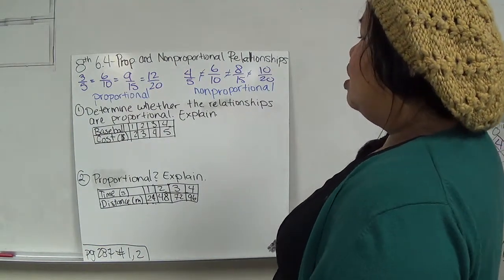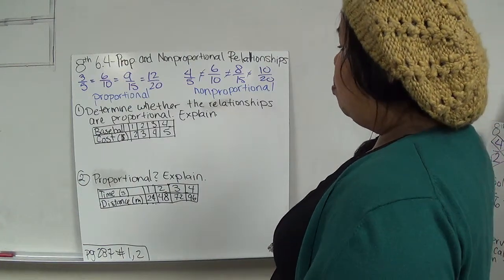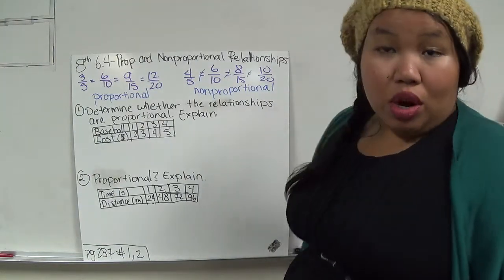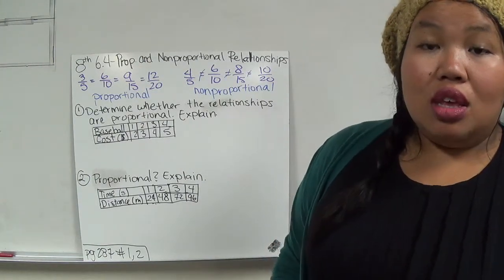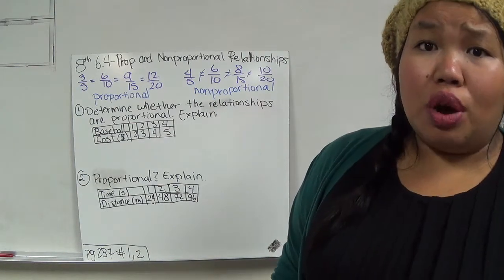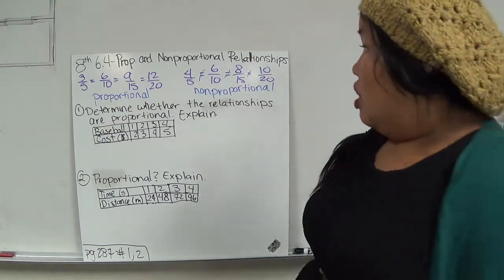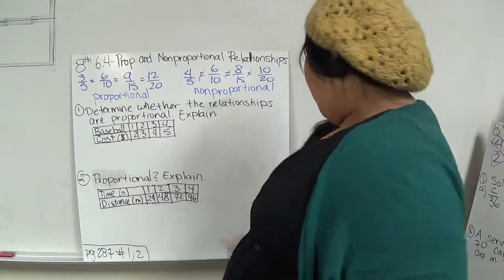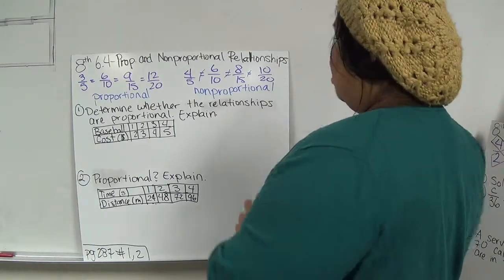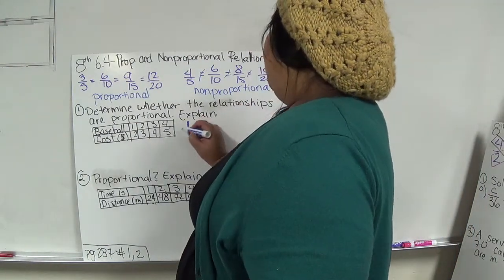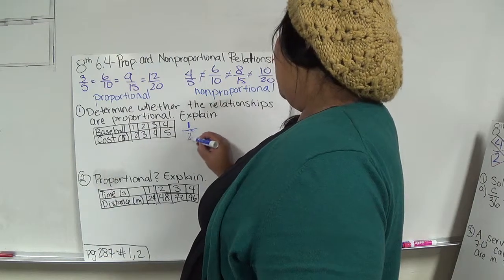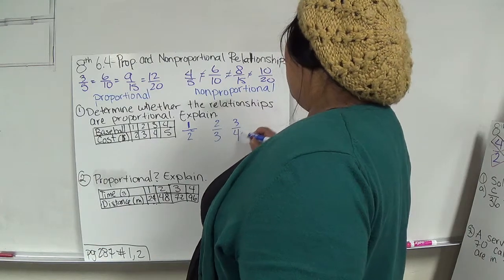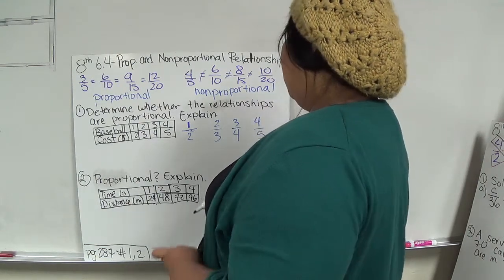So the first one asks us to determine whether or not the relationships are proportional and explain. Well, your explanation is in your work. As long as you can show that the values are proportionate to each other, comparing one baseball to 2/3, I'm going to turn it into fractions. So one baseball costs $2. 2 baseballs cost $3. 3 baseballs cost $4. 4 baseballs cost $5. Okay?